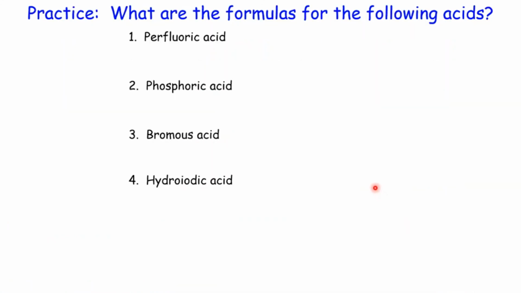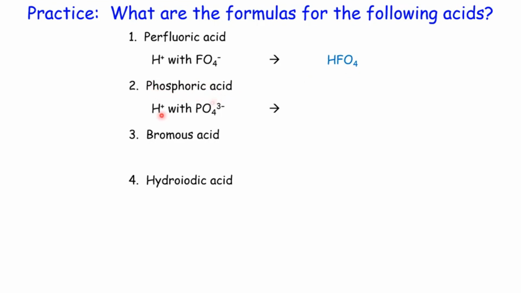More practice. What are the formulas for the following acids? Perfluoric acid. Of course, the cation is hydrogen, and then the anion, perfluorate, which means it has one more oxygen than the one with the ATE, so therefore it should be O4. And since the stem or the root of the name is FLUOR, it should be fluorine in here, okay? And now you just have HFO4.